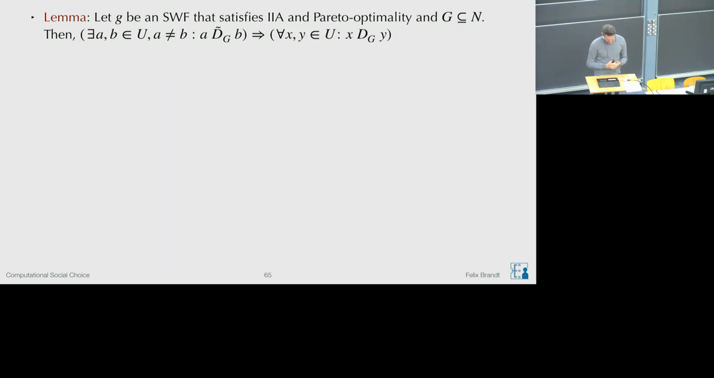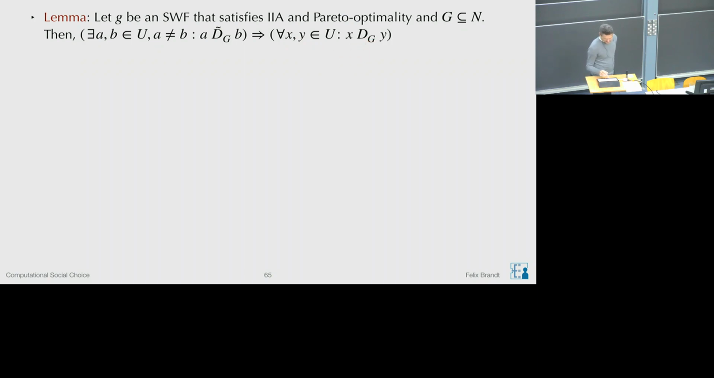It says that if we have a social welfare function G, and it satisfies IRA and Pareto optimality, so these are the conditions of Arrow's impossibility, and if we have some group G, if the following holds, so this is an implication, then this is also true. This here means there is some pair of alternatives, 2 different alternatives, such that this group G is semi-decisive for A against B. So if G happens to be semi-decisive for some pair, then the consequence is that the same group G is decisive, not only semi-decisive, for all pairs X and Y.